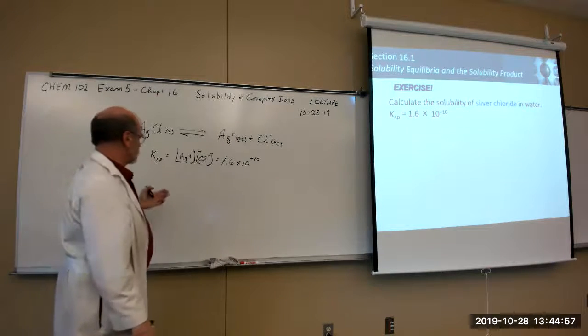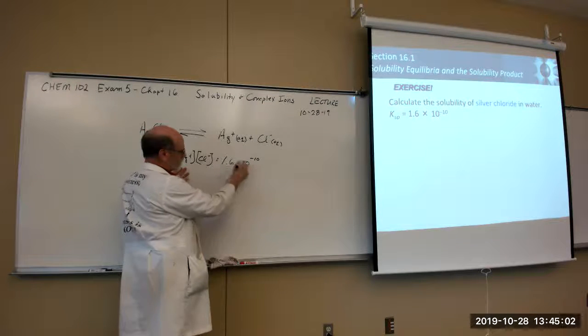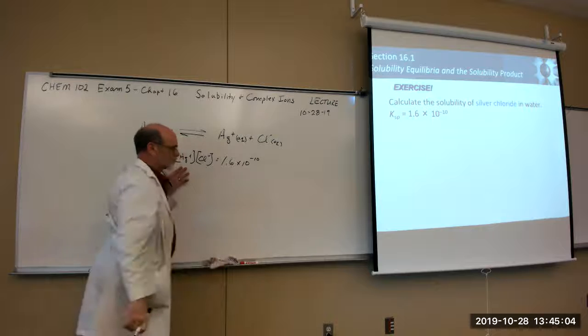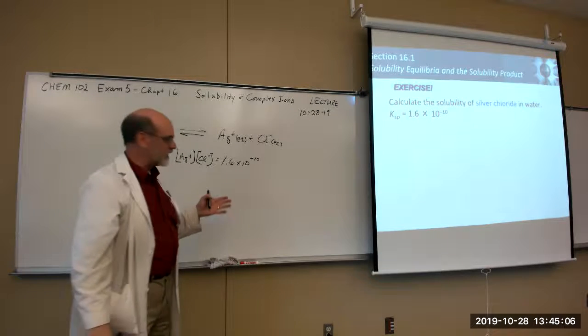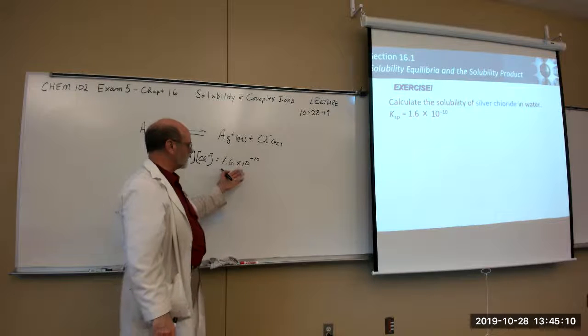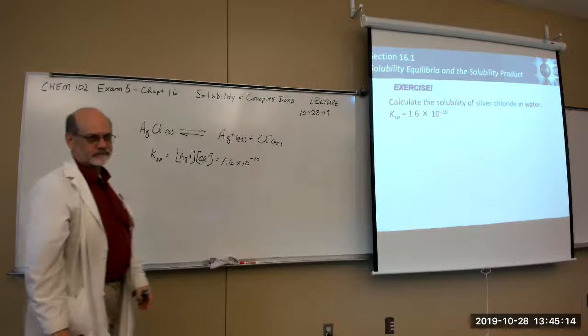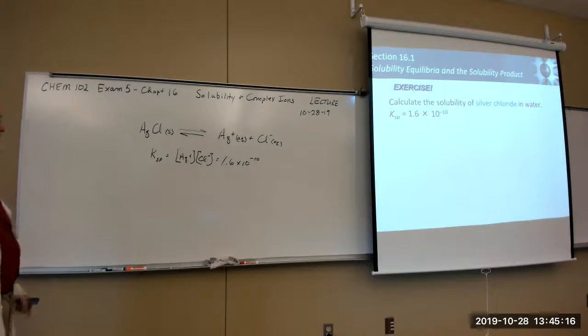Well, what does this tell you? This tells you that silver chloride is extremely insoluble. Even though it gives you some silver and chlorine in solution, this number is extremely small. Well, there we go.